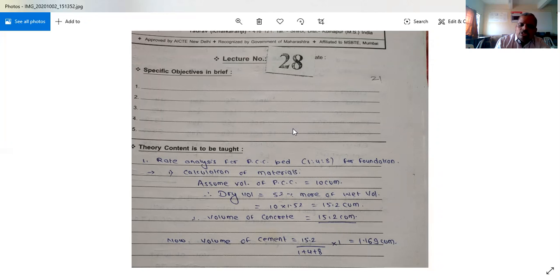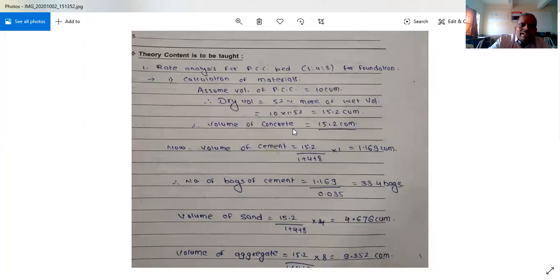Now first of all we should be able to calculate the quantity of materials. So first of all, assume the volume of the PCC as 10 cubic meter. Remember one thing, whenever we go for rate analysis, the things which are measured in volume are to be assumed as 10 cubic meter, whereas the items which are measured in square meter should always be taken as 100 square meter. Here for PCC bed, we always take it in cubic meter. So we have to assume the volume of PCC as 10 cubic meter.